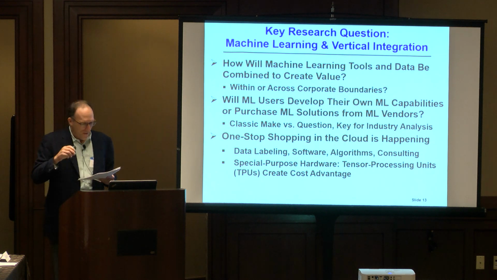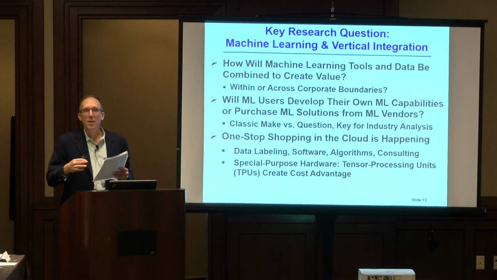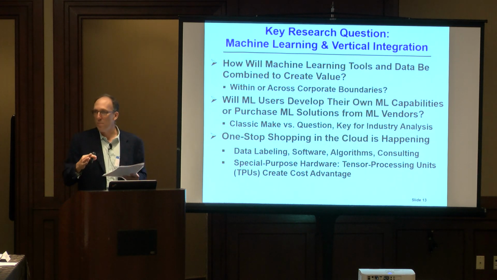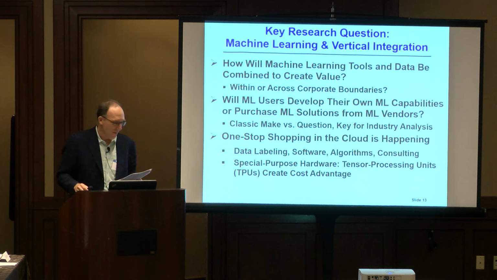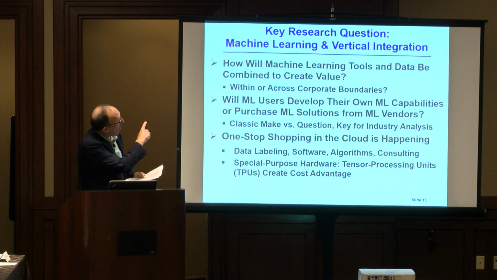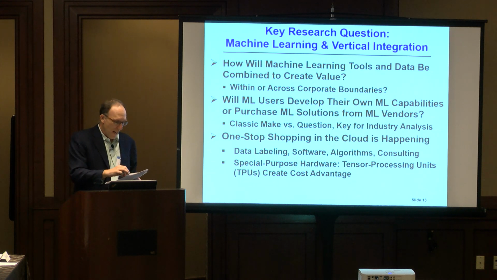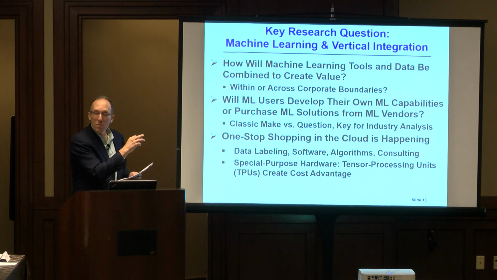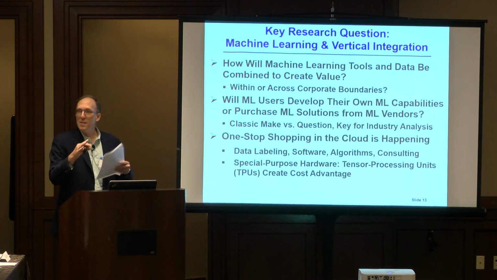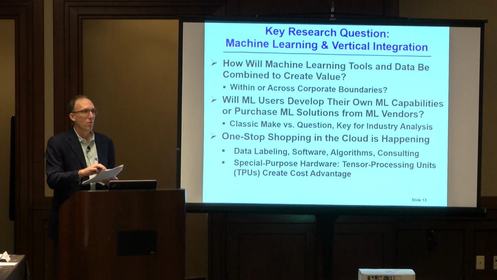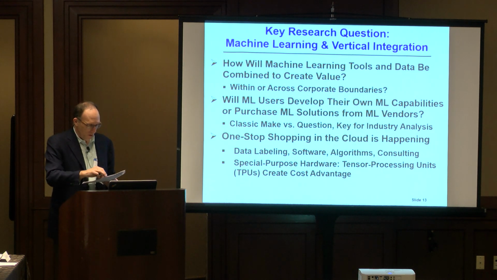So the other set, besides adoption, I think a key question has to do with vertical integration. Is this going to happen within or across corporate boundaries? Okay, and that's going to affect, if there are going to be bottlenecks of market power, where will it be? So, how will the data and the tools be combined? Okay, and will machine learning users develop their own capabilities or purchase them? So basically a lot of make versus buy decisions that, if you start to want to analyze industry effects, you need to sort through.